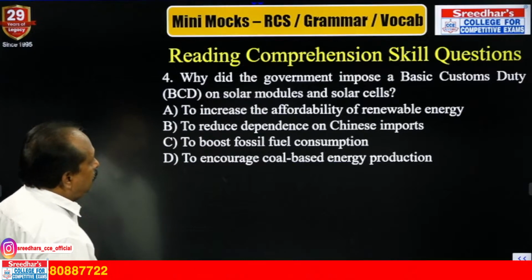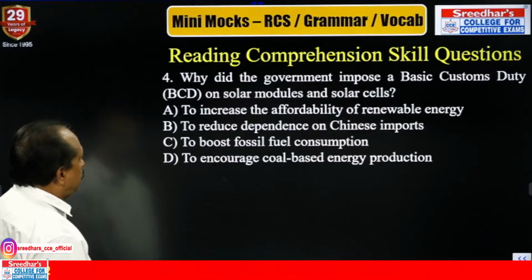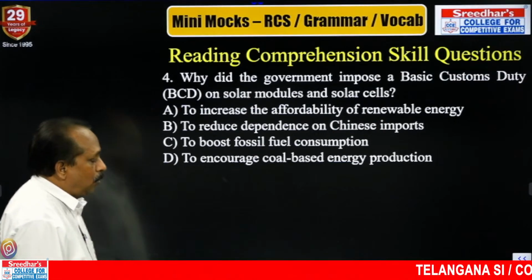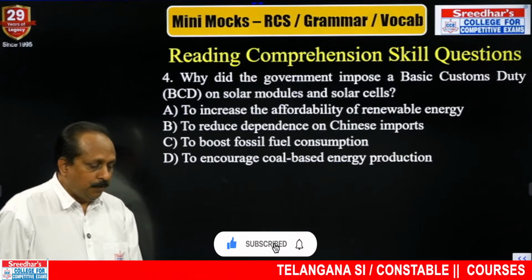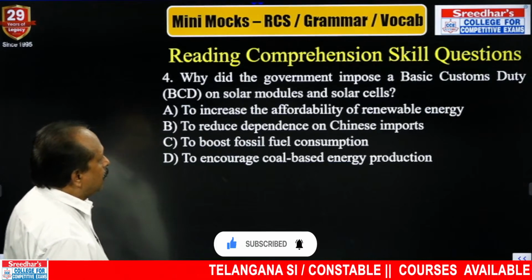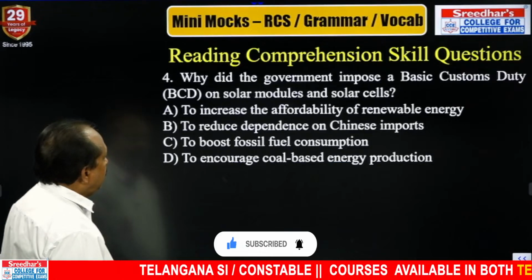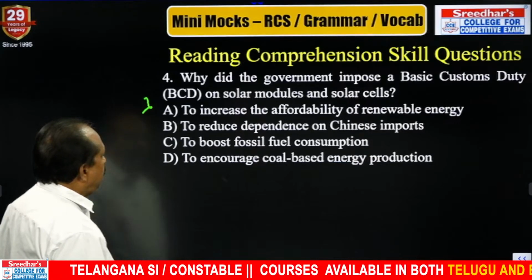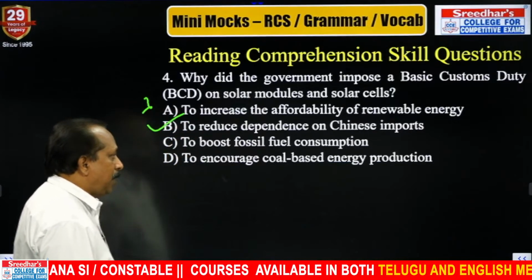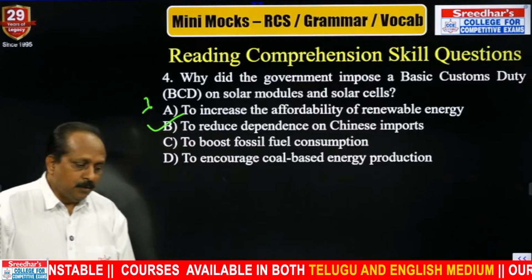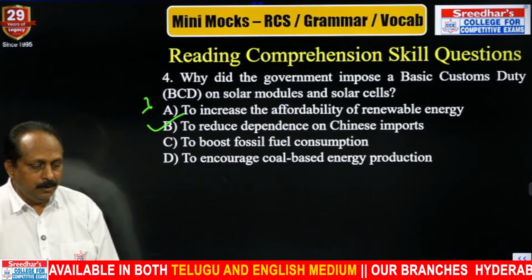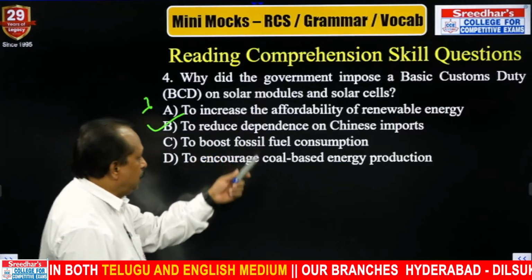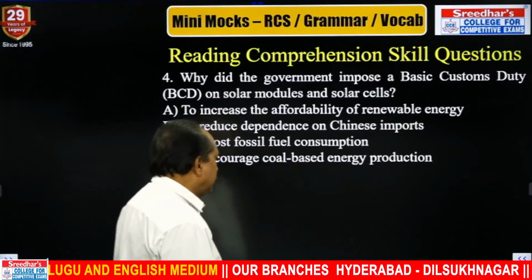Why did the government impose a basic customs duty, BCD, on solar modules and solar cells? What is the reason for imposing basic customs duty? Increase affordability? No. Reduce dependence on Chinese imports. There was an overwhelming response. People started importing from China, so to reduce that, the answer is: reduce dependence on Chinese imports.